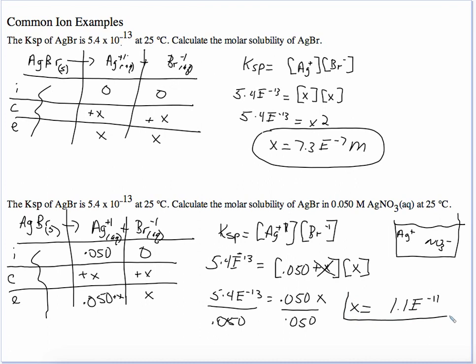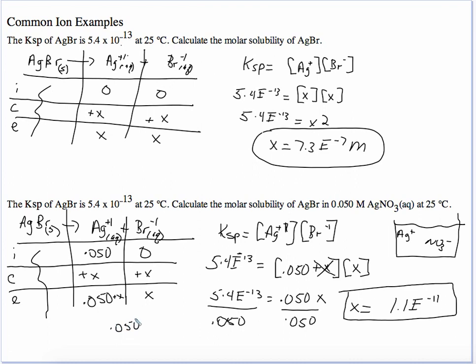All right, now that is the molar solubility in 0.050 silver nitrate. Notice how that number is smaller than the number we got up here in pure water. You can dissolve more in pure water than you can in silver nitrate because basically silver is already taking up some space in between the water molecules. That's why you can dissolve less.